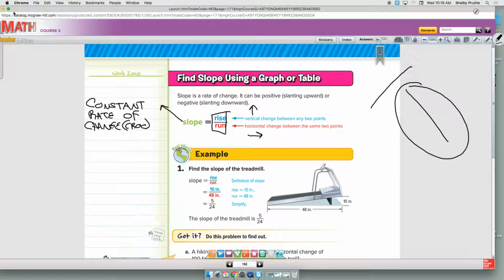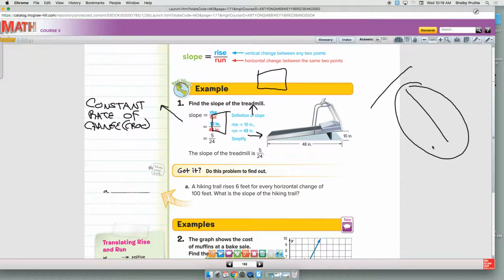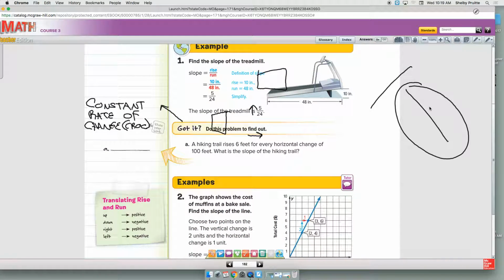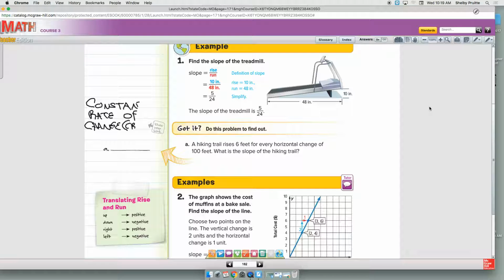Alright, so to do that, today we're going to look at how to do it from a graph, possibly a table. We'll see. So example 1 says, find the slope of the treadmill, because the treadmill does have a slope. It's got an incline of sorts, as you can see.